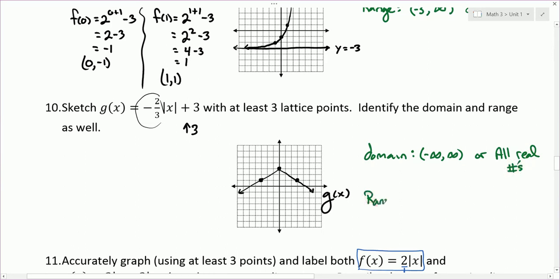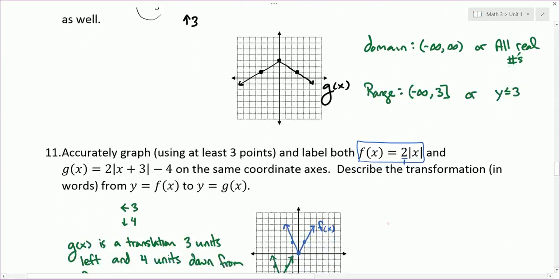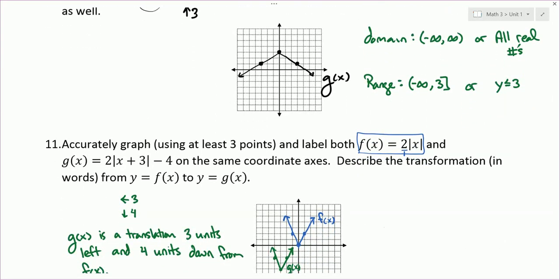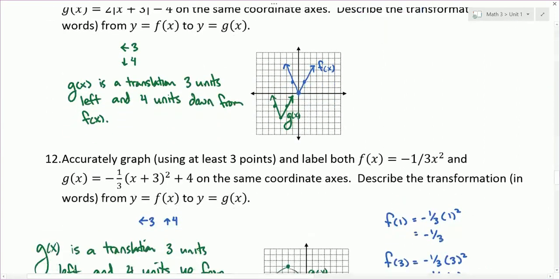For our range, it's got a highest point. It's not going to go any higher than 3, but there is no lowest point. Both arrows are pointing down, and it goes as low as we want. So the lowest, well, is -infinity. The highest is 3, and that's actually included. So we can also write that as all y values less than or equal to 3. And we did everything asked in 11 and 12.